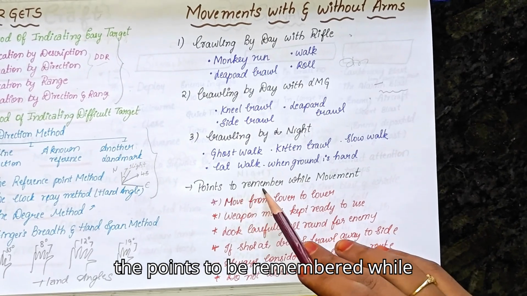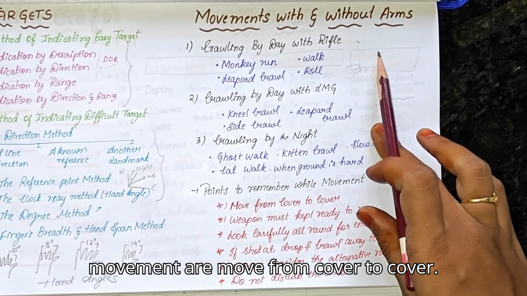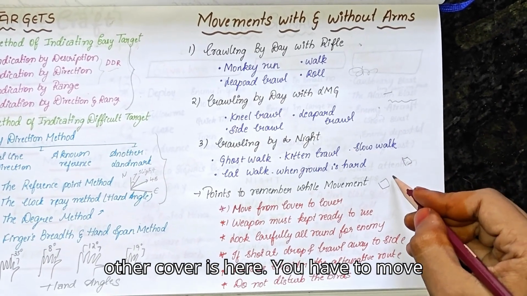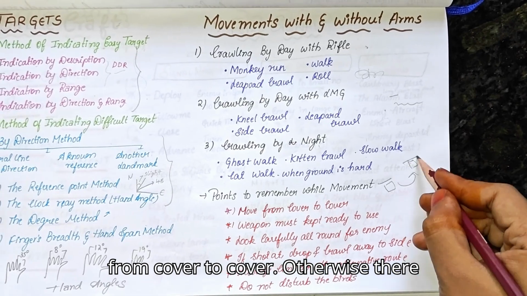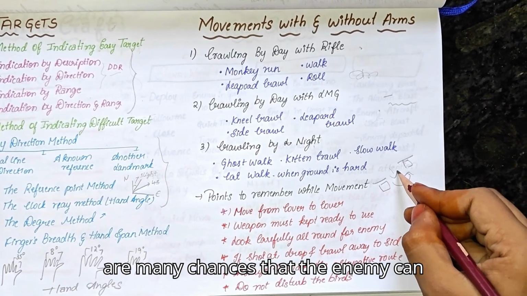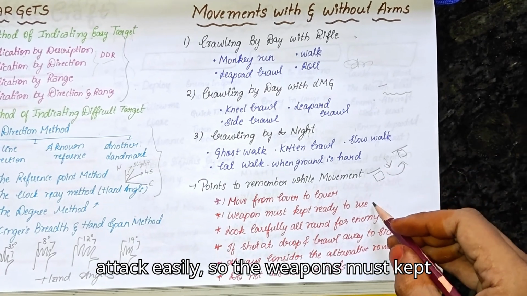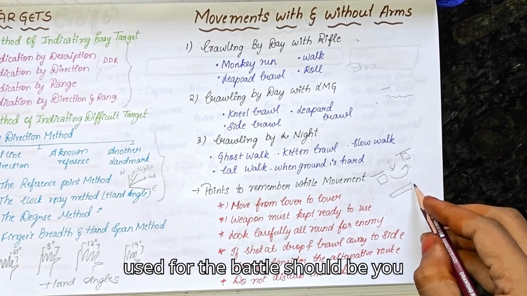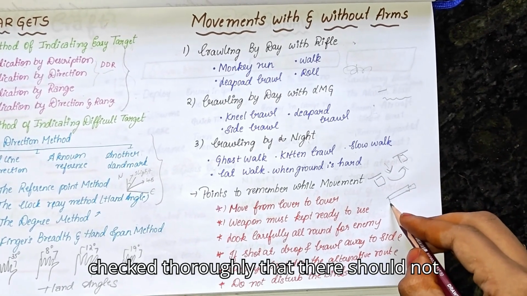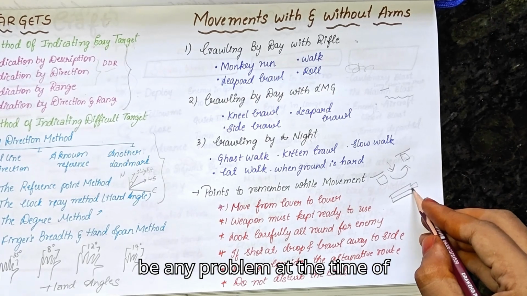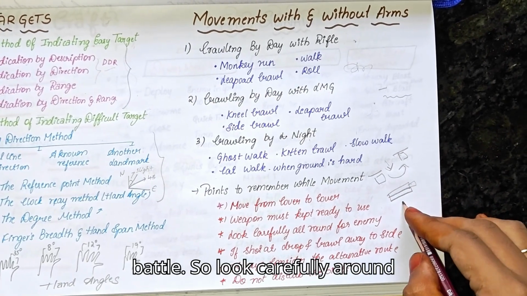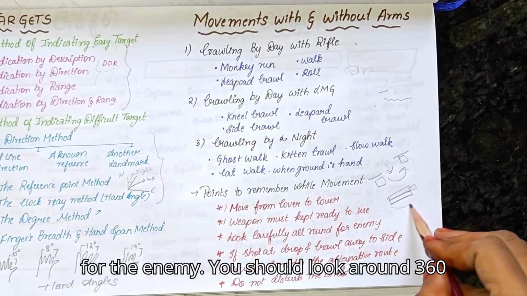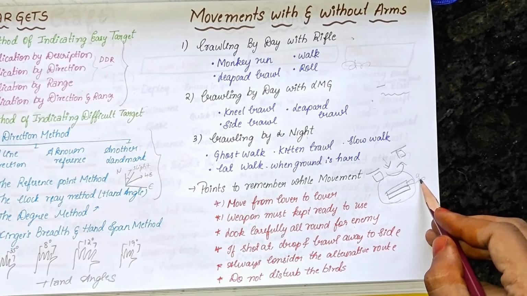Next, the points to be remembered while moving. Move from cover to cover. If suppose the cover is here and the other cover is here, you have to move from cover to cover. Otherwise, there are many chances that the enemy can attack easily. The weapons must be kept ready to use. The weapons used for the battle should be checked thoroughly so that there is no problem at the time of battle. Look carefully around for the enemy. You should look around 360 degrees for the enemy.